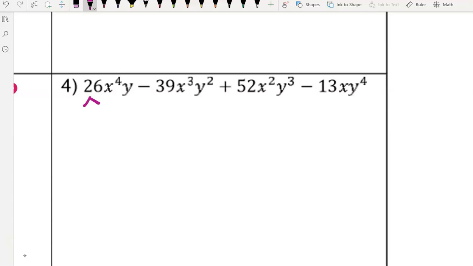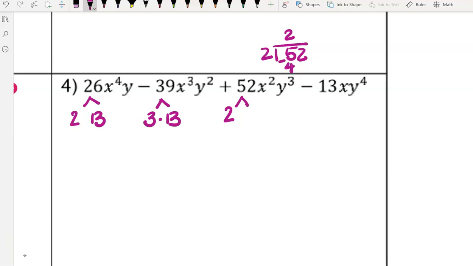So 26 is an even number, so we know 2 goes in 26, 13. X to the 4th times y, we can break that down later. 39 is not an even number, but we know 13 goes in there 3 times. 52 is an even number, so we can definitely start with a 2. Well, 5 divided by 2 is 2, 2 times 2 is 4, remainder is going to be 1. 12 divided by 2 is going to be 6.